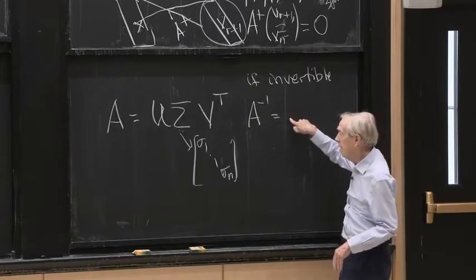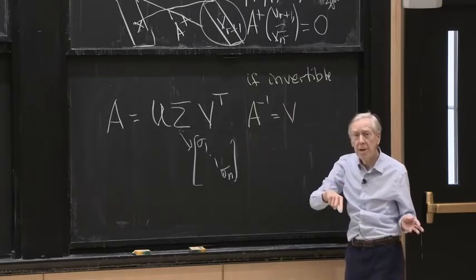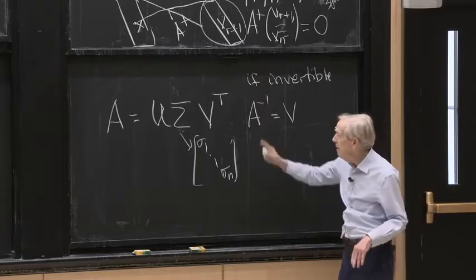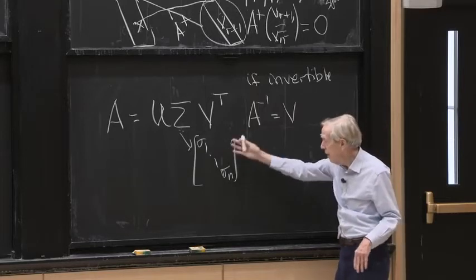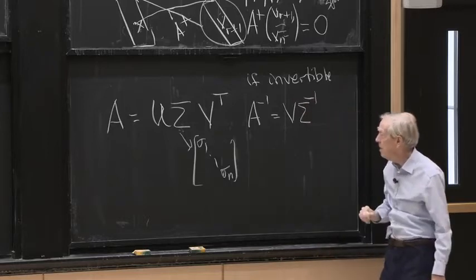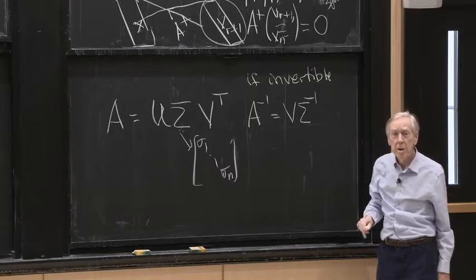What comes first here? V. The inverse of V transpose is V. That's because V is an orthogonal matrix. The inverse of sigma, I just went over it. It's just the sigma inverse. It's obvious what that means. And the inverse of U would go here, and that is U transpose.